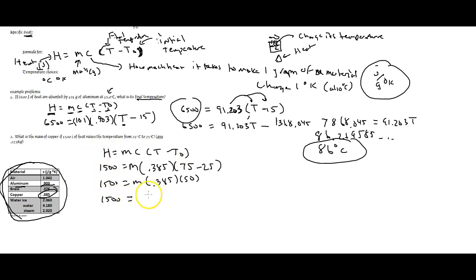And 1,500 equals 19.25 m's. Then I have to divide across, and I get 1,500 divided by 19.25. The mass would be 77.922077792. Sorry. Okay. This is only good to 2 digits, so I'd say 78 grams. We're talking about mass. And that's how these problems are done for this worksheet.